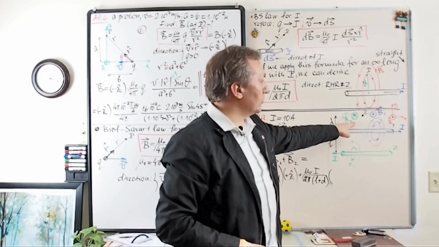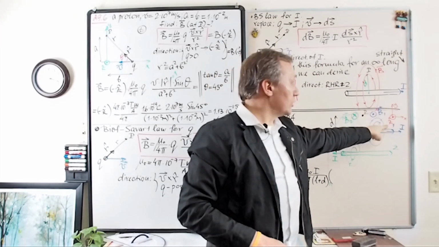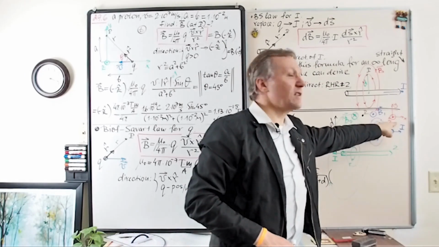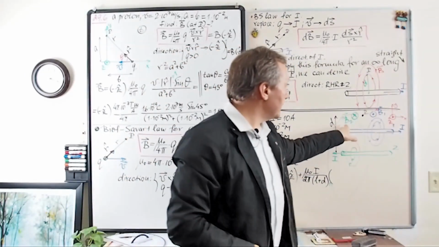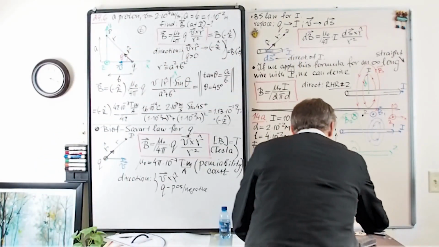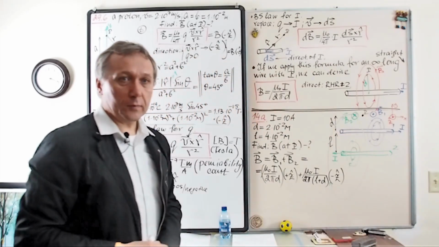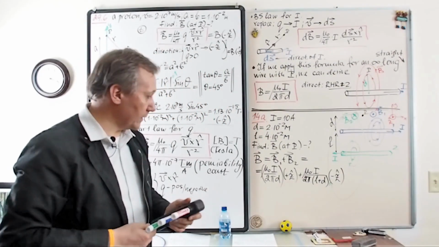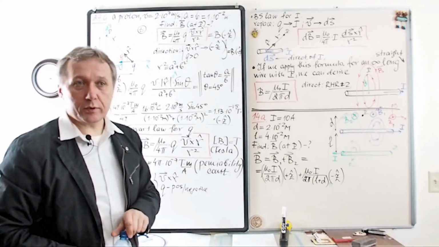And direction: B2 is a cross, which is into the board, opposite to the chosen Z direction. Again, I decided to use this Z direction. So this is opposite to my chosen positive Z direction, so minus Z hat. Or you can use K hat.